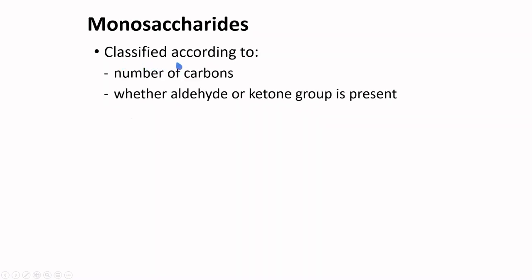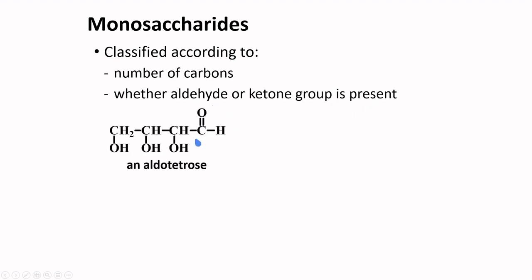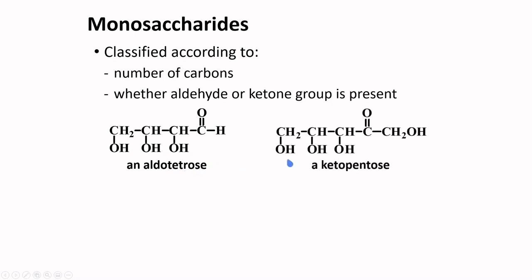Monosaccharides are classified according to the number of carbons and whether an aldehyde or a ketone group is present. For example, this compound here has 4 carbons and contains an aldehyde group. Hence, it can be called an aldotetrose. Aldo for aldehyde, tetrose for 4 carbons. Similarly, this compound here has 5 carbons and a keto group. It can be identified as a ketopentose.